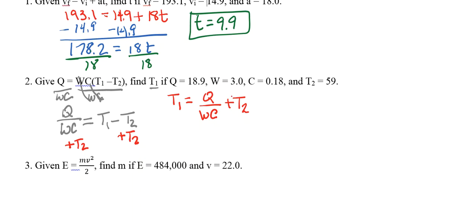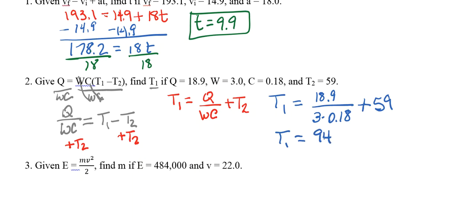Now that I have T sub 1 by itself, I can plug in the numbers. So T sub 1 equals Q, which is 18.9, divided by W, which is 3, times C, which is 0.18. Once I get that answer, I will add my T2, which is 59. So now I just have to plug all that in. So 18.9 divided by 3 times 0.18, and then add 59, and I get T sub 1 is 94. And I don't have units, but that's okay.